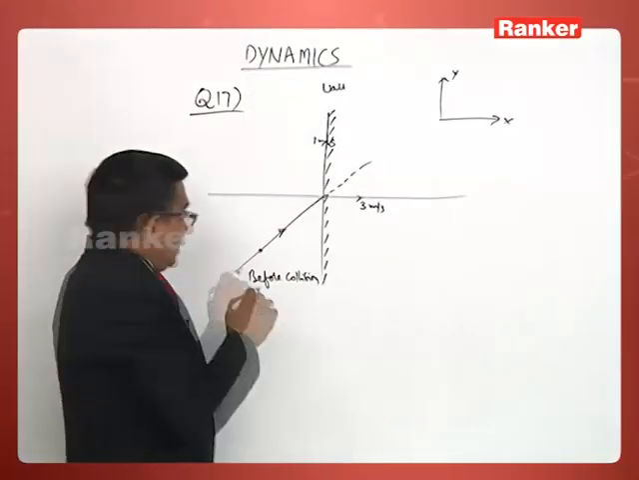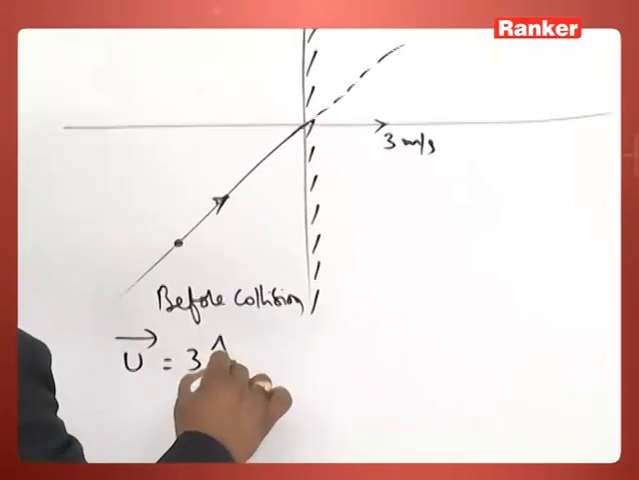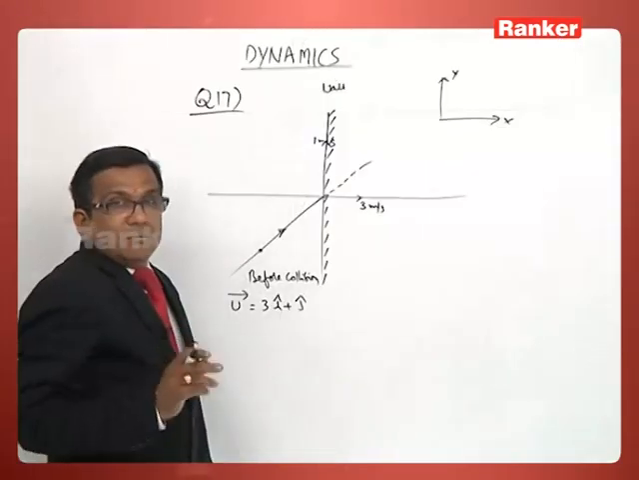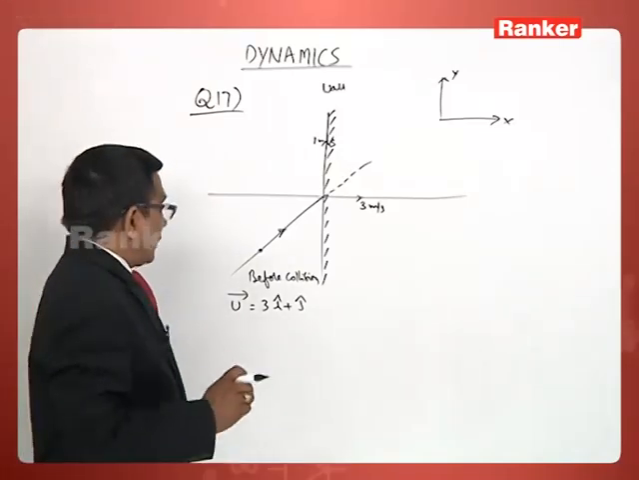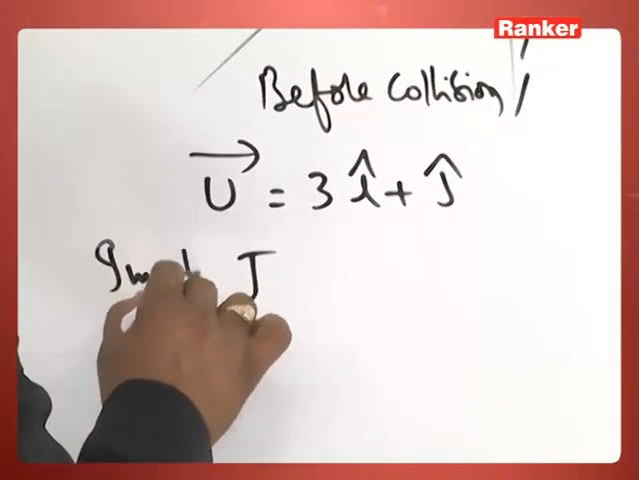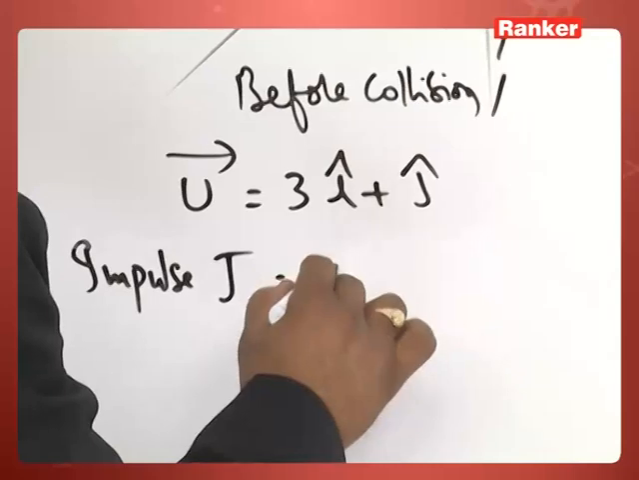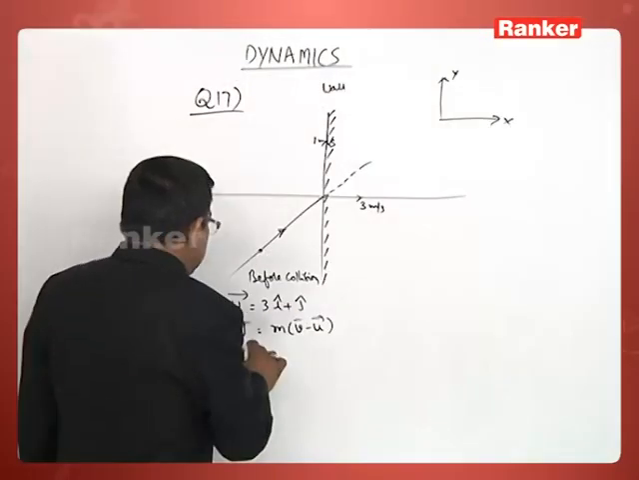And before collision, the velocity I write as u bar. u bar is given as 3i plus j. Then you want to calculate the velocity after collision, because you have to calculate the impulse imparted. If you want to calculate it, impulse is equal to m times v bar minus u bar, the change in momentum.